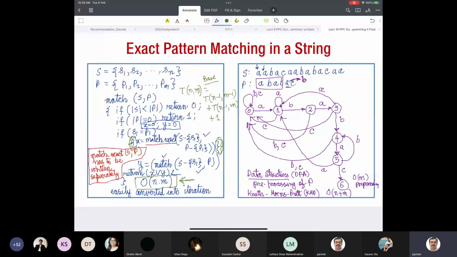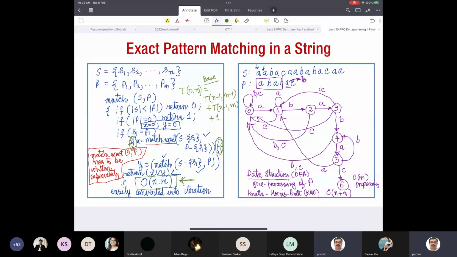So now we do a wonderful memoization. And this wonderful memoization is to create a tabular data structure, which is also called a deterministic finite automata. Don't bother about it if you don't know. How many of you know what is a deterministic finite automata? Please raise your hand. Okay, don't bother.